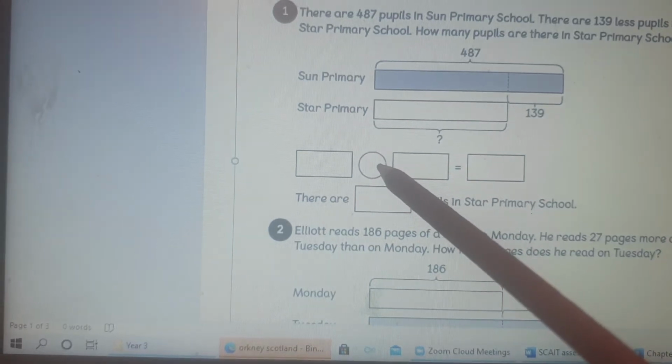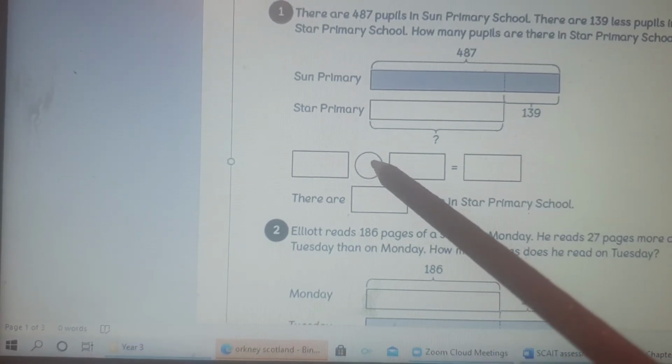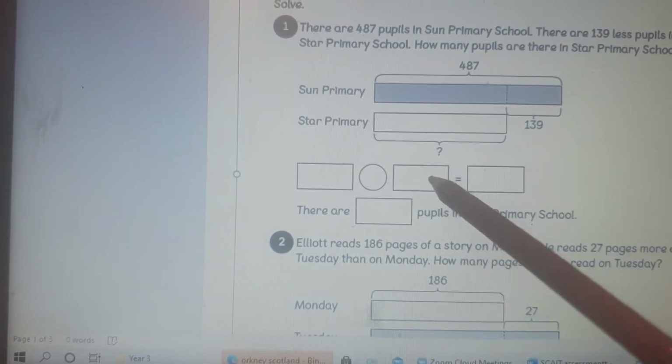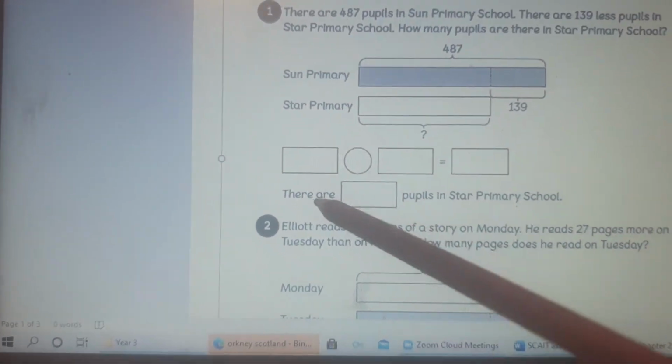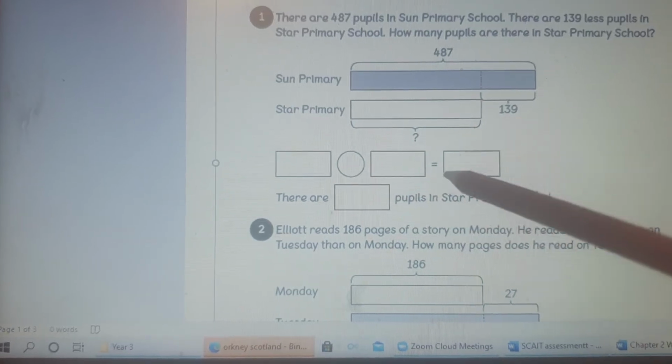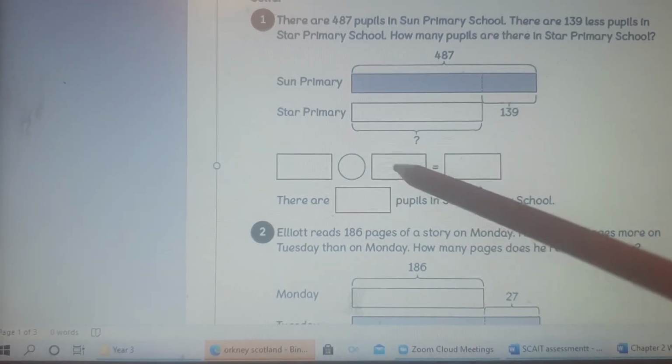487. It seems to be a subtraction, doesn't it? Subtract 139 equals what? And here, there are how many pupils in Star Primary? So that's where the answer would go.